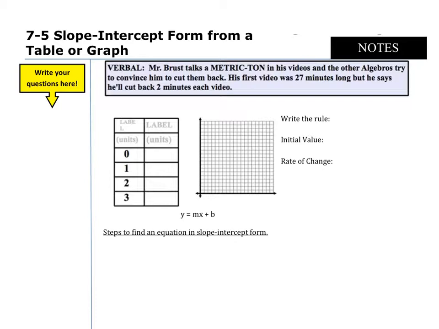So let's think about initial value. We're going to really talk about initial value a lot because it's going to help you when you're doing these. So the first thing we need to do, where are you starting at? So his first video was 27 minutes, and then the rate of change is how much is that changing, and in this case we have minutes. So the two things we're dealing with is videos.